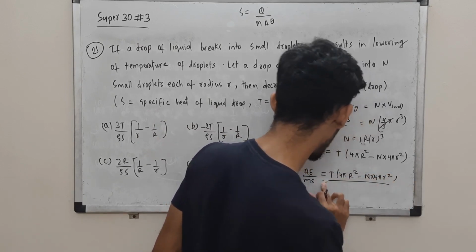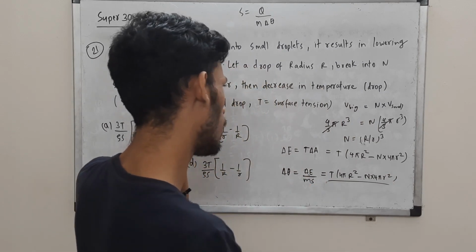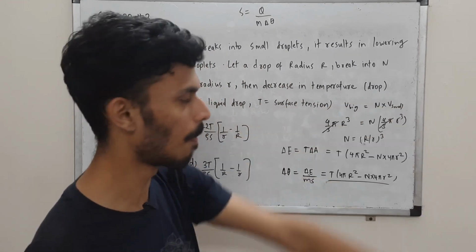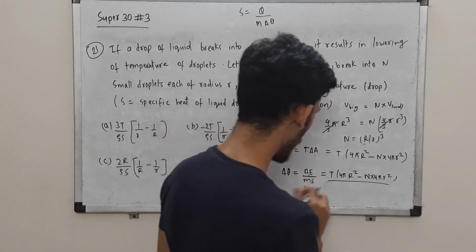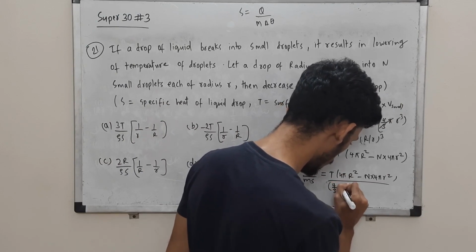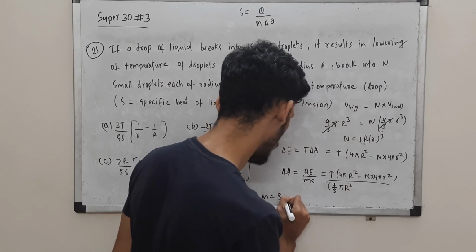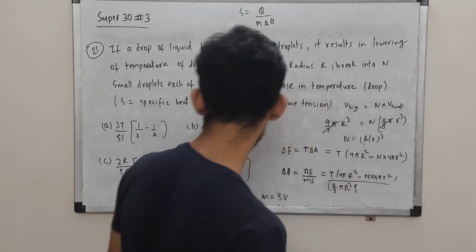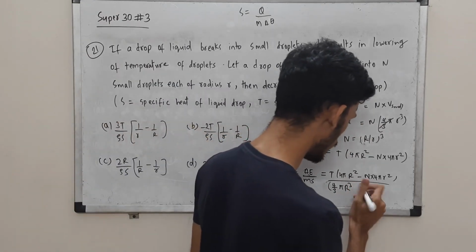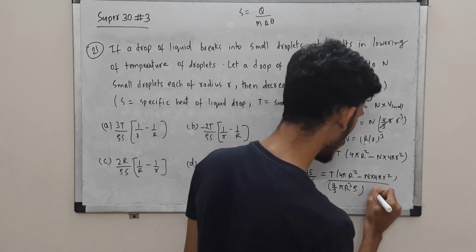And what about m? Mass of the drop. This is for the bigger drop, the decrease in temperature of the drop, a single drop, not the droplets. So m is for the bigger drop, 4 upon 3 pi R cube. Now mass is density into volume, so density of the liquid, we'll take it as rho. Here also rho is there in the formula. So rho is the density of that liquid times volume, and s we will keep as it is.